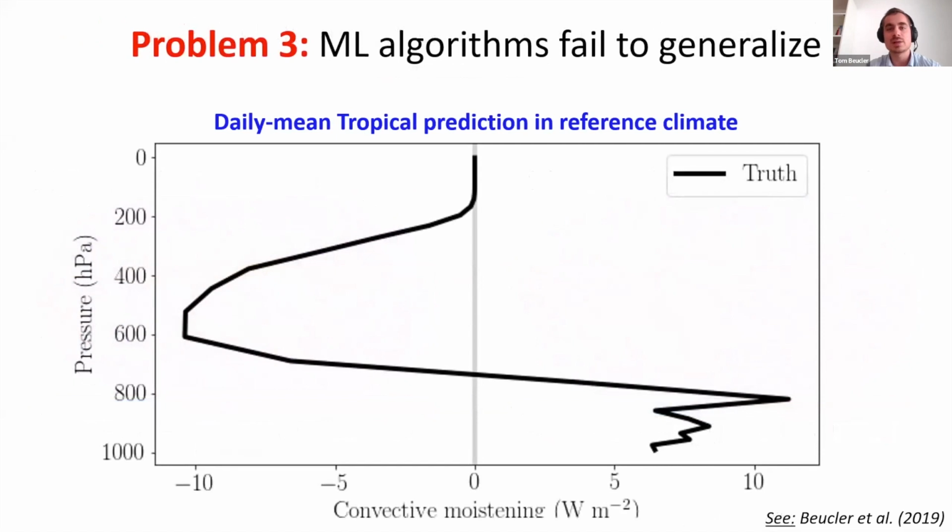Finally, they fail to generalize when exposed to out-of-distribution conditions, which is a bit different from out-of-sample. So climate change is an example where we are going to be in out-of-distribution conditions for at least temperature and water-related variables like water vapor mass concentration.